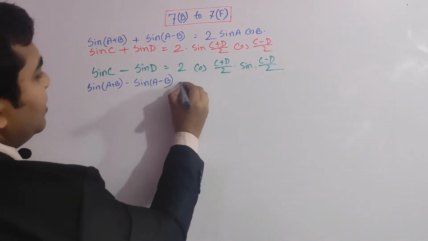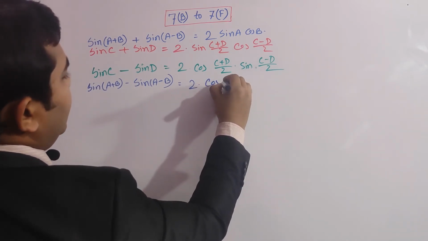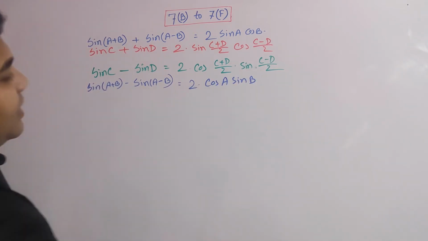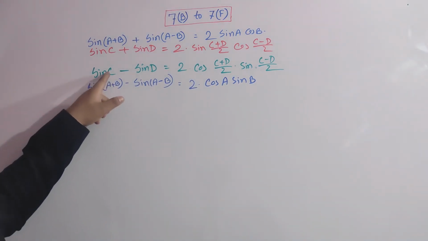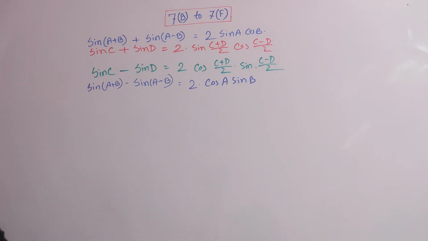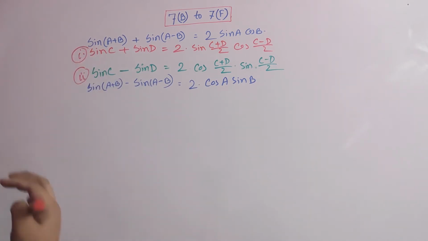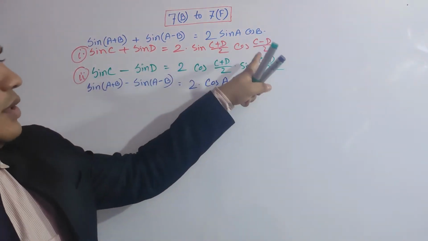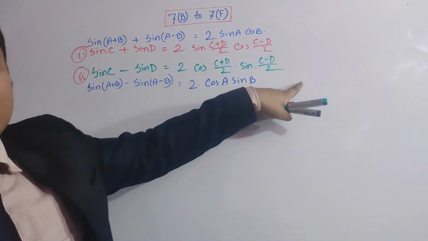Do you remember the formula? 2 into cos A sin B. Just putting down the values of A and B in here, A plus B is C, A minus B was D. So now we have found these two formulas from the previous formula; formula number 1 is this and formula number 2 is here. So sin C plus sin D is 2 sin C plus D by 2 cos C minus D by 2, sin C minus sin D is 2 cos C plus D by 2 sin C minus D by 2.